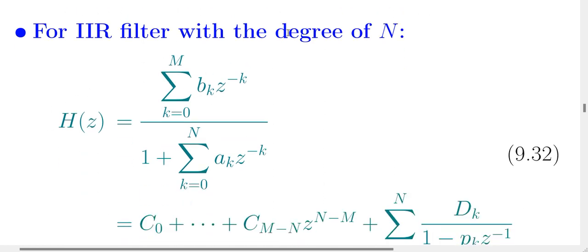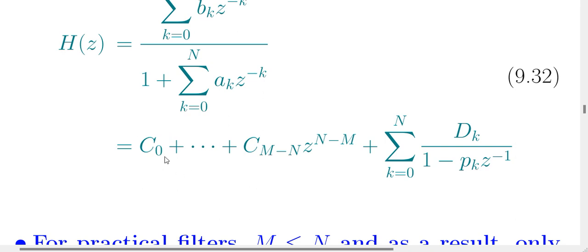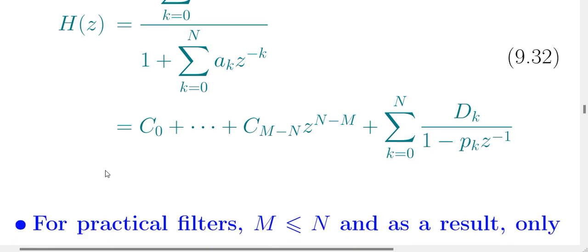For an IIR filter with the degree of N, H(z) is equal to the summation k from 0 up to capital M of bk z to the power of minus k, over 1 plus the sum k from 0 up to capital N of ak times z to the power of minus k, which is equal to c0 plus and so on plus c(M minus N) times z to the power of N minus M, plus the sum from k equal 1 up to capital N of dk over 1 minus pk times z to the power of minus 1.